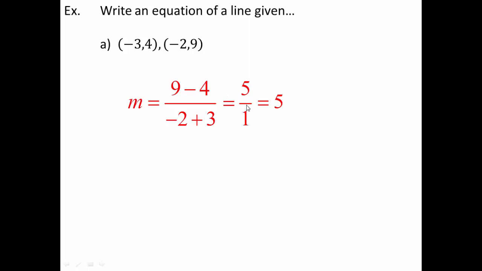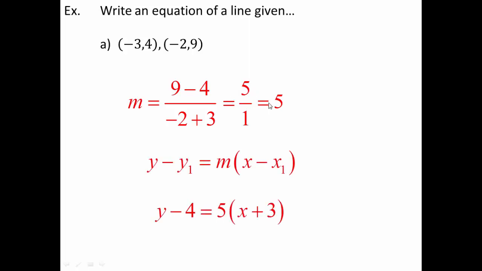And then once I have my slope, I can pick either of these coordinates and plug it into point slope form. It doesn't matter which coordinate, either one gives me an equation of a line. So here's my point slope form, plug in the 5, plug in my x and y values. In this case, I chose the first coordinate, and I get this as my final answer. But keep in mind, had you chosen the second coordinate, negative 2, 9, you still have an equation of a line, and it's still a perfectly good answer.